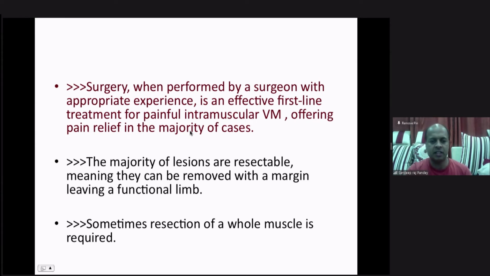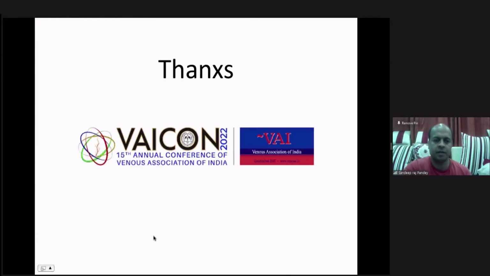The majority of lesions are resectable, meaning they can be removed with a margin removing a functional limb. Sometimes resection of a whole muscle is required.